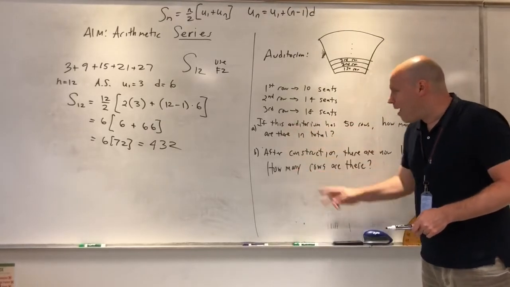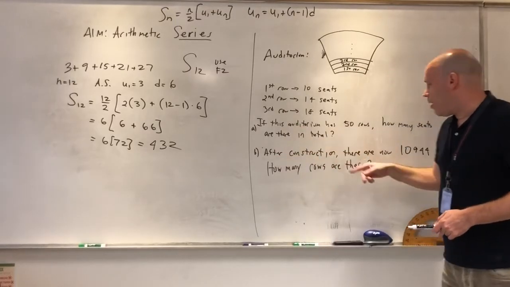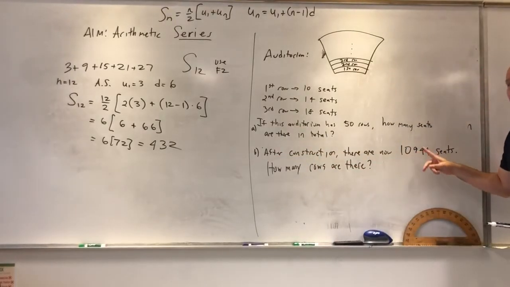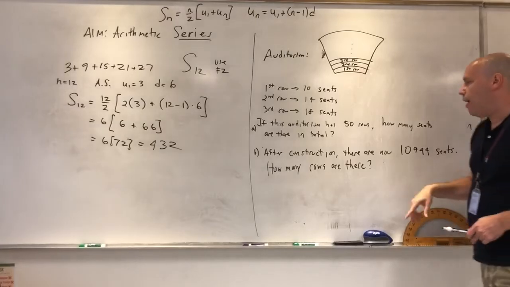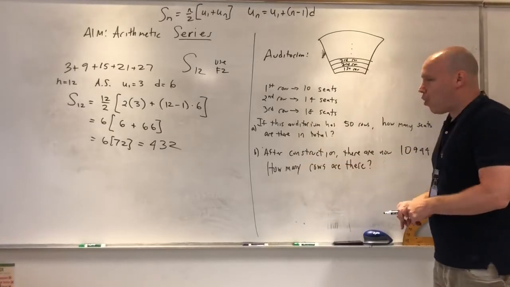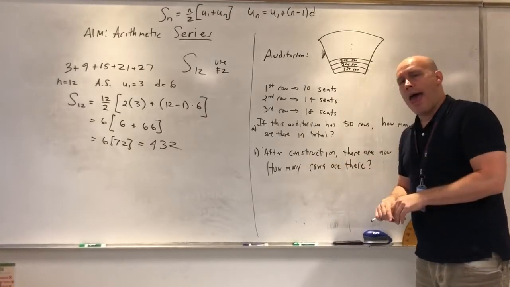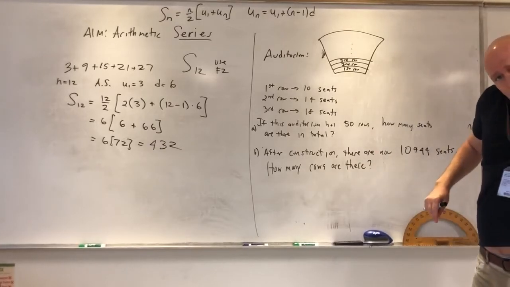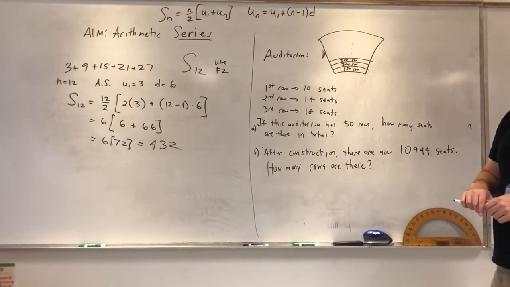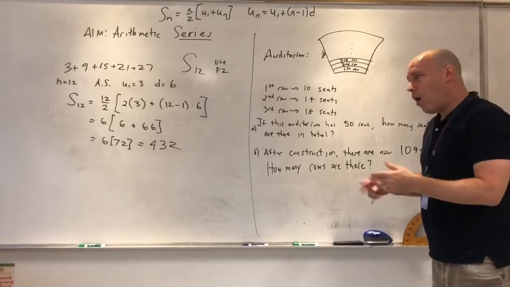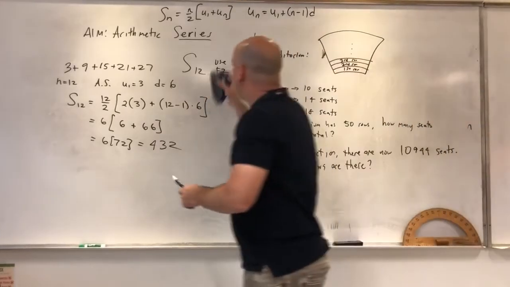And then part B, after construction, there are now 10,944 seats. How many rows are there? So put the video on pause, and I want you to solve it. Take like 5 minutes. You should be able to figure it out. Okay, welcome back. So let's take a look at this problem.